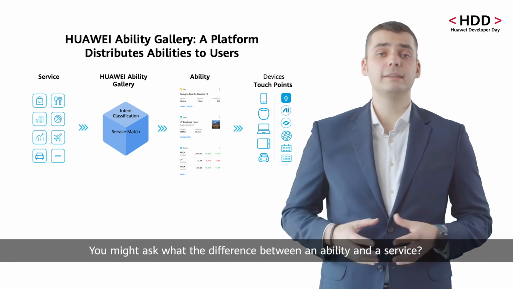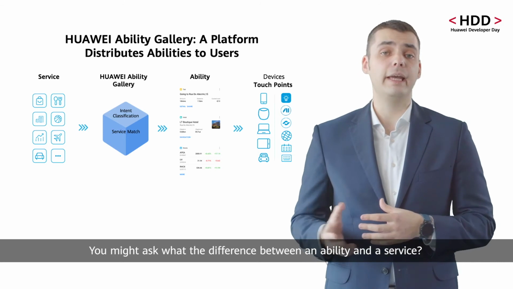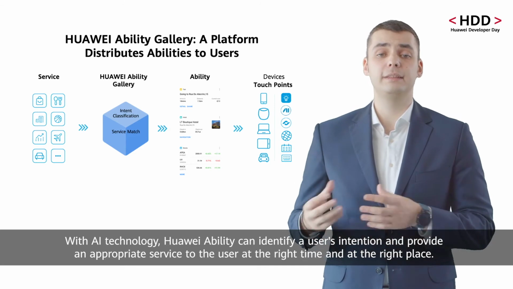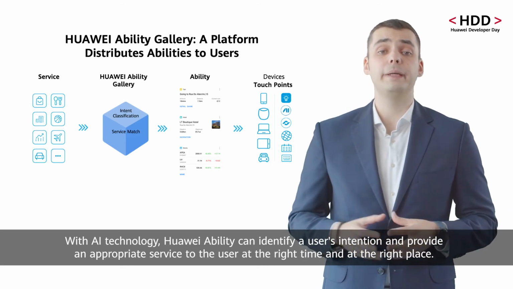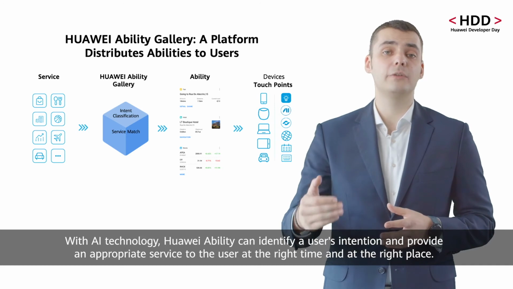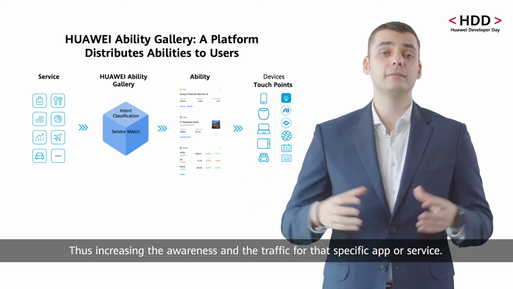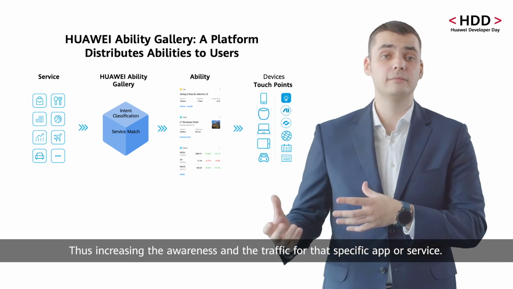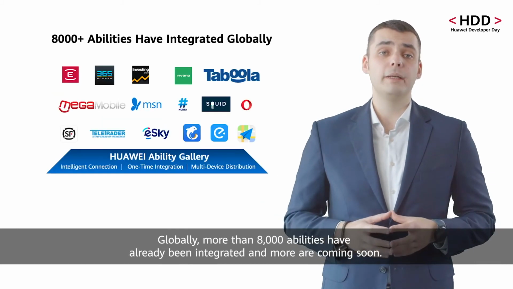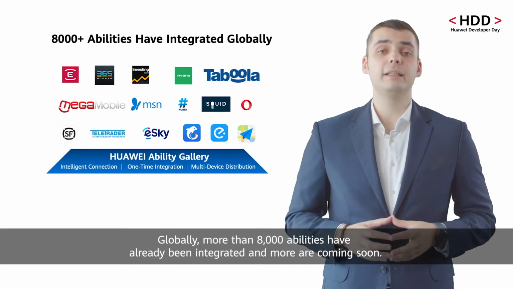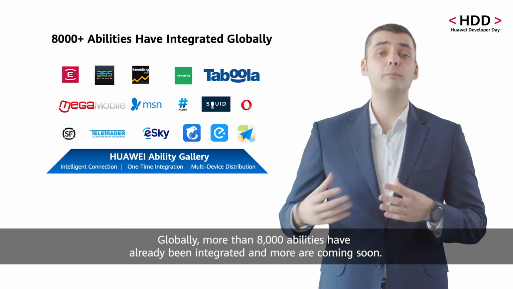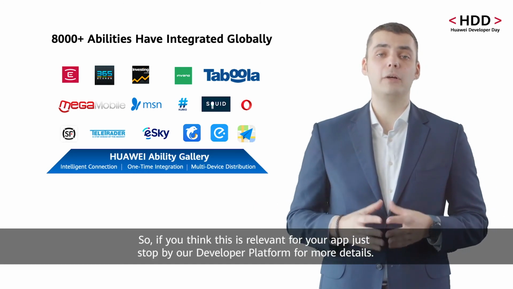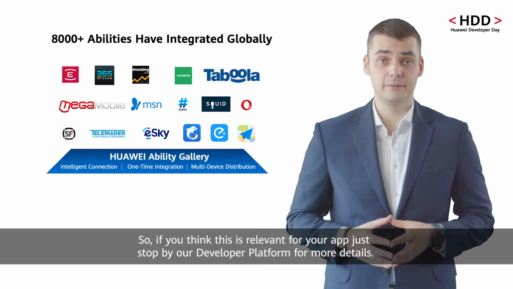You might ask, what is the difference between an ability and a service? Well, with AI technology, ability can identify a user's intention and provide an appropriate service to the user at the right time and at the right place, thus increasing the awareness and the traffic at that specific app or service. Globally, more than 8,000 abilities have already been integrated and more are coming soon. So if you think this is relevant for your app, just stop by our developer platform for more details.